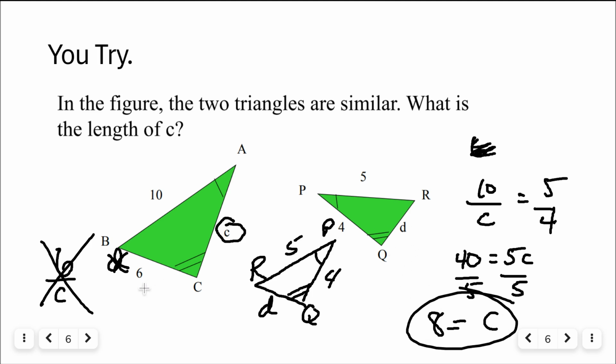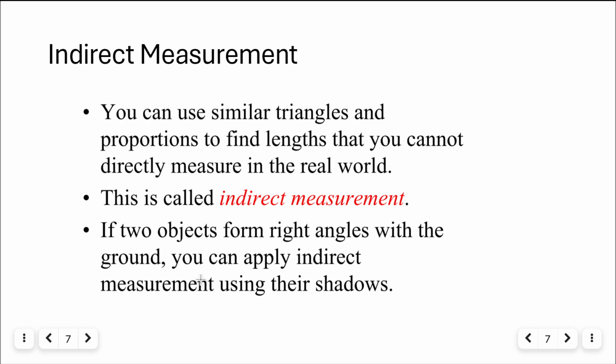Okay, so sometimes you got to be strategic about your choice. Sometimes you also have to be willing to redraw what you have because maybe it doesn't line up exactly the same way. Okay, so again, you can use similar triangles and proportions to find lengths that you can't measure directly in the real world. It's indirect measurement.